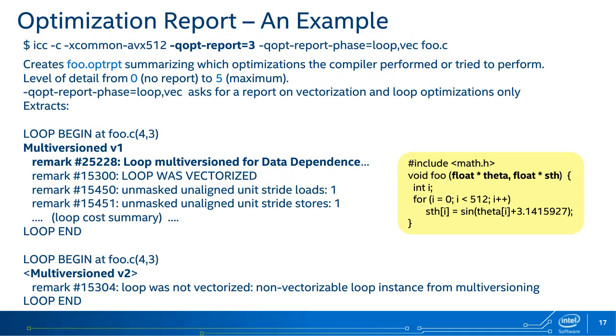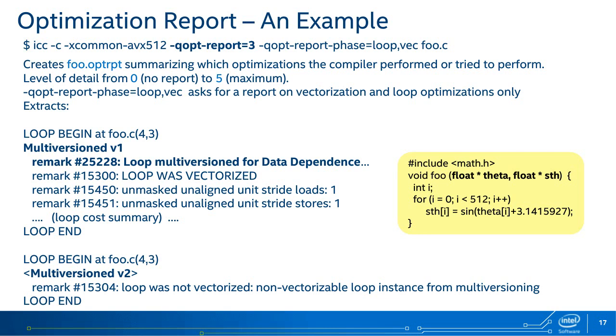Here is a nice example of an optimization report you can use in order to understand what is happening. On the right-hand side, you can see quite simple code with a function foo, and we are compiling the code using the -x common AVX512 option, which means we would like to target Skylake server or KNL architecture, with a -qopt-report option. In this case, we are controlling the opt-report phase to show us which optimizations the compiler applied for loops, and information from the vectorizer as well.